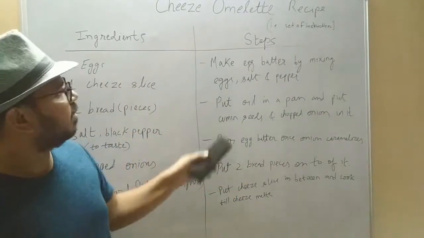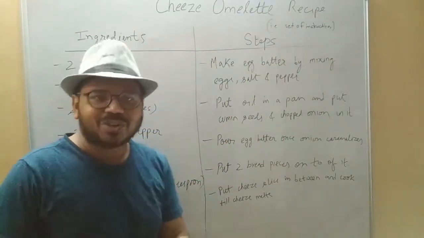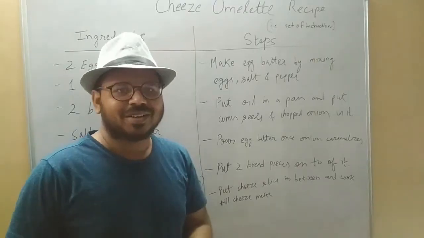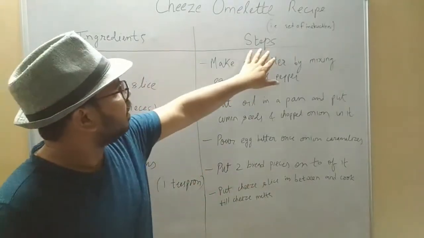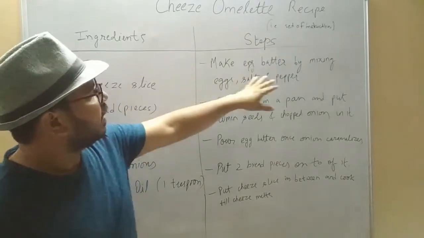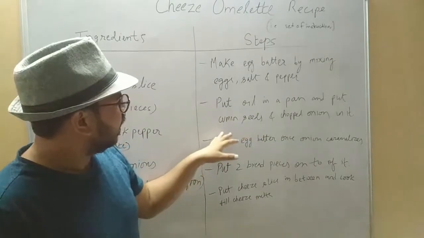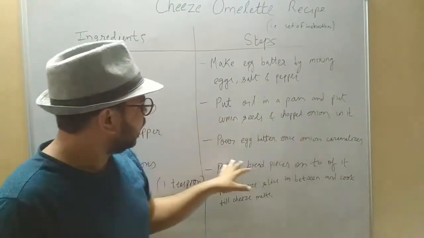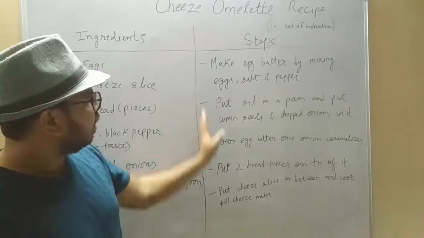So here in the recipe, there is a cheese omelette recipe which you saw, and you saw the actual product, how our friend Mr. Pundi made this. So see here the steps. Make an egg batter by mixing eggs and salt and pepper. Put oil in the pan and cumin seeds and chop onion and pour egg batter. So this is the recipe which we have.